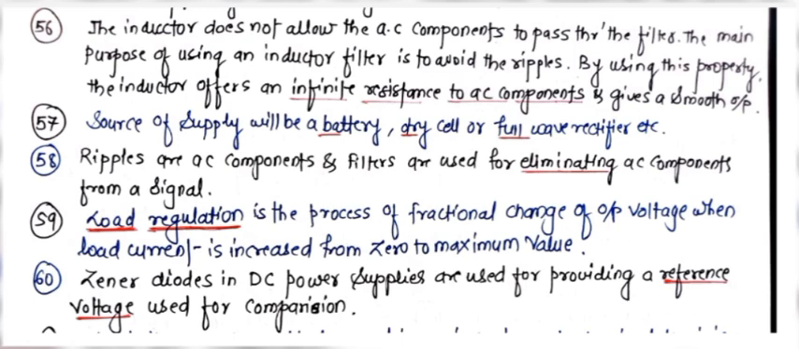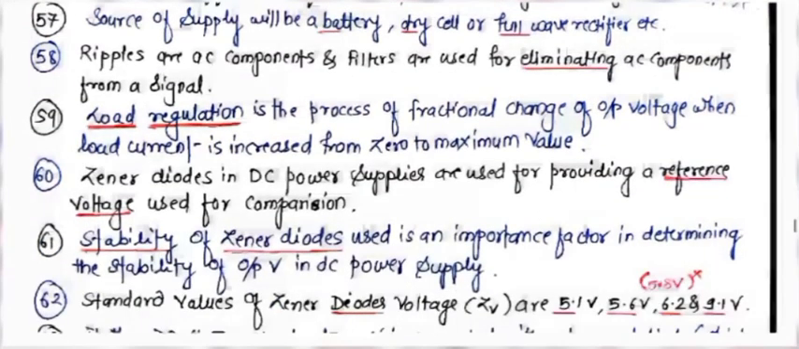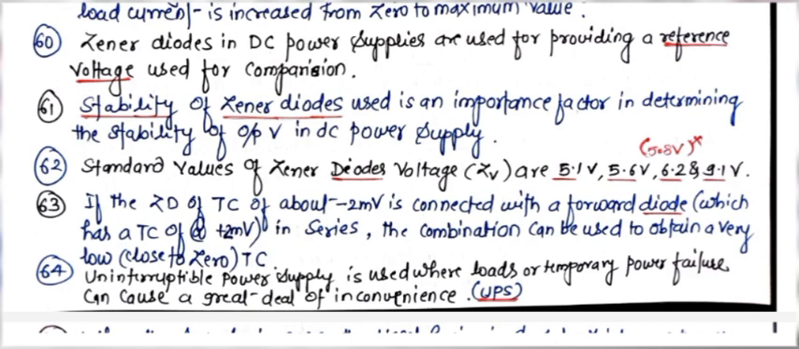Load regulation is the process of fractional change of output voltage when load current is increased from 0 to maximum value. Zener diodes in DC power supplies are used for providing a reference voltage used for comparison. Stability of Zener diodes is an important factor in determining the stability of output voltage in DC power supply. Standard values of Zener diode voltage are 5.1, 5.6, 6.2, and 9.1 volt.